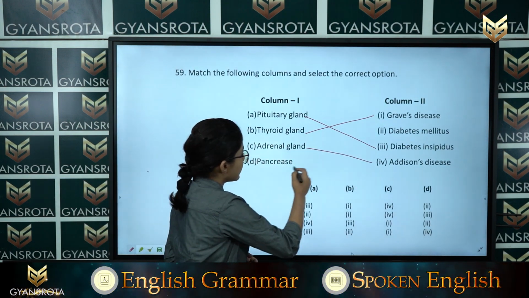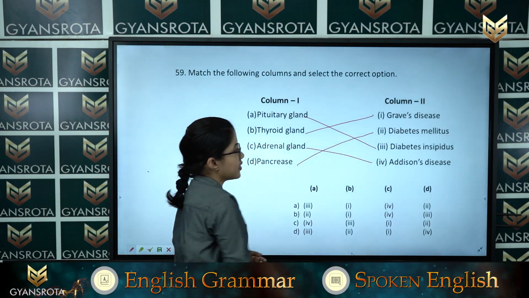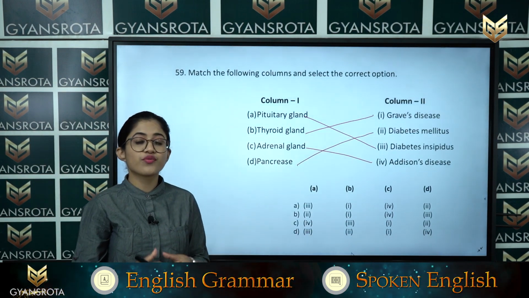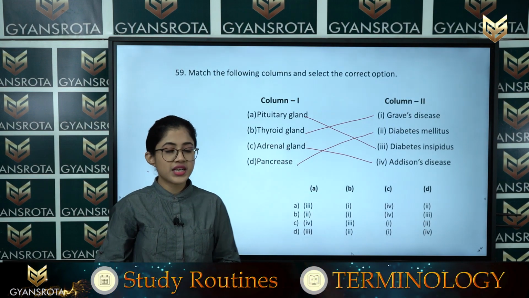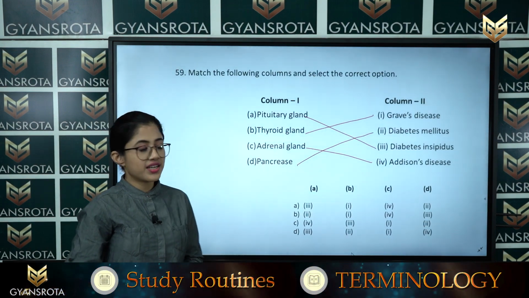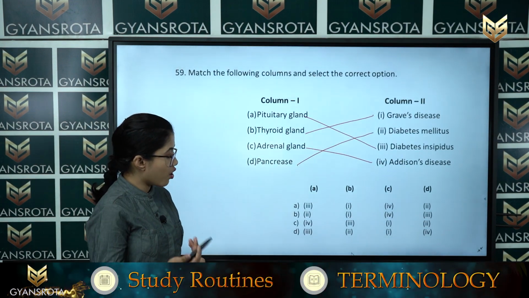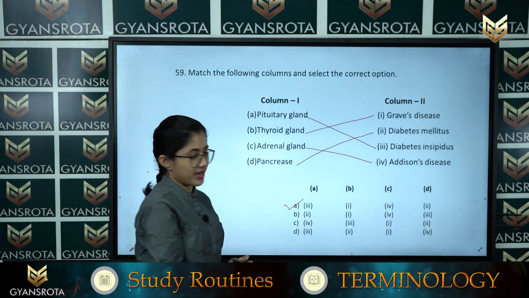And the last one is pancreas. Pancreas is diabetes mellitus. That is the loss of glucose through urine. So this is the correct match. Now among these following 4 options, option number A is the correct one.